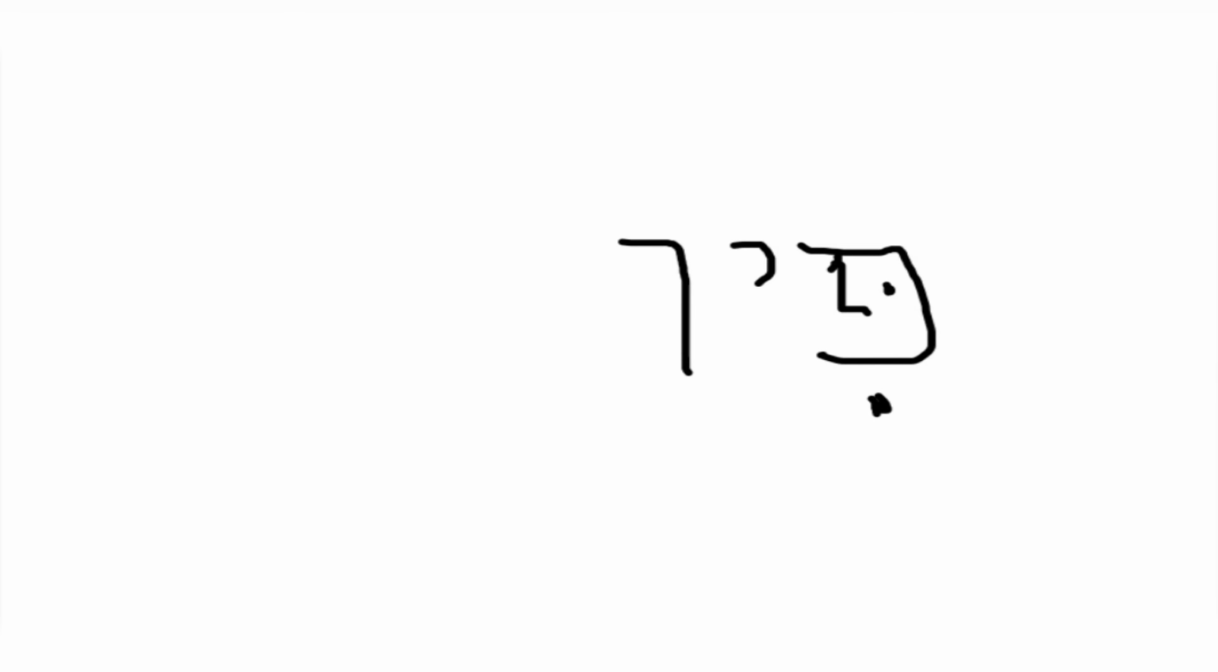This is pronounced piv. Remember that pei has a P sound, piv. Okay, so piv. Now, you notice over here that the yud does not have a vowel underneath.